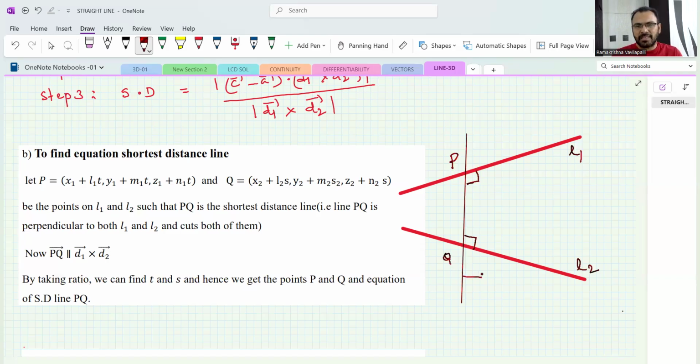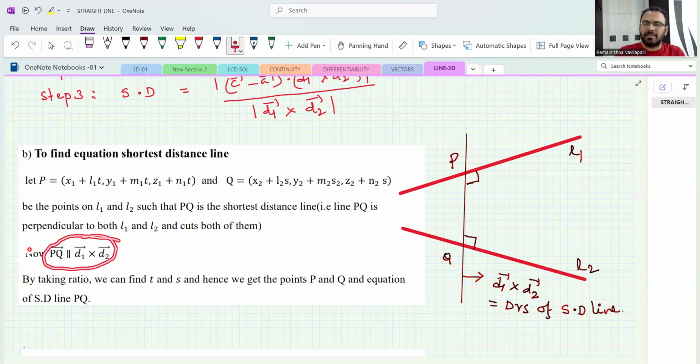Now, this shortest distance line has direction ratios D1 bar cross D2 bar. These are the direction ratios of the SD line. PQ is parallel to D1 bar cross D2 bar. So find the PQ bar vector, OQ bar minus OP bar. Two vectors are collinear if and only if one is a scalar multiple of the other, or A1 by A2 is equal to B1 by B2 is equal to C1 by C2.